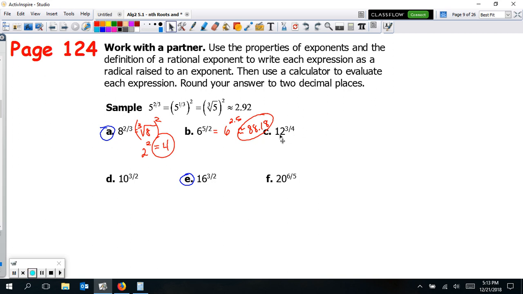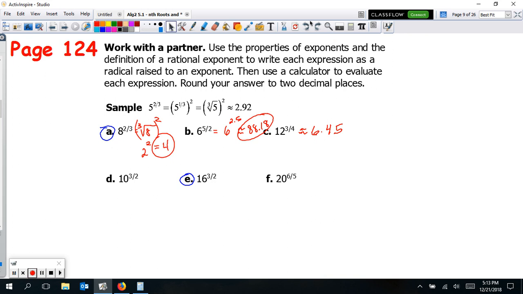And that's how you can kind of know if you need to use a calculator. Is there a 4th root of 12? And there's not. Like this one, is there a cube root of 8? And yes, there was. So that's why we were able to do that without the calculator. So this one, we put it in the calculator and get 6.45, approximately that.